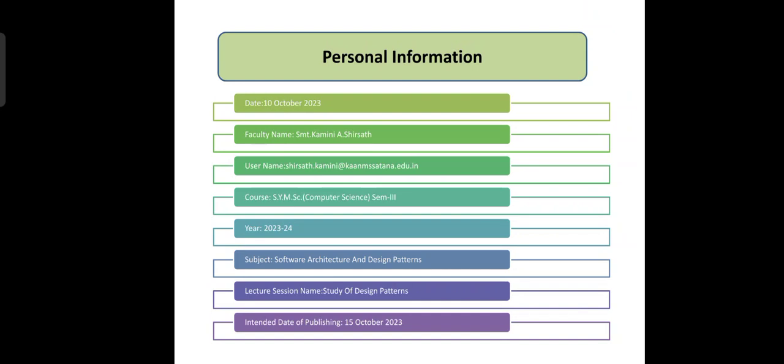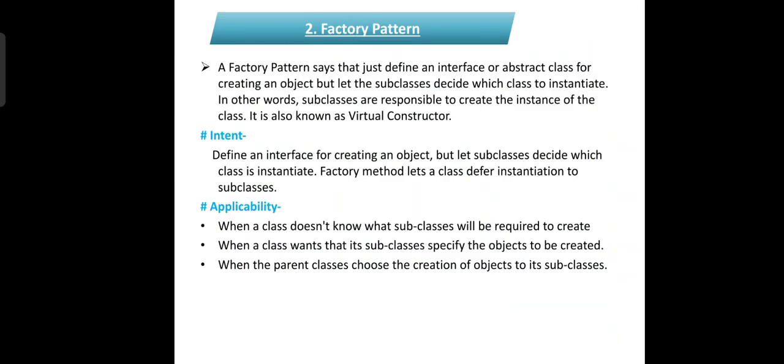In the last lecture we have already learnt about what is creational pattern, and I already discussed one type of creational pattern, that is singleton pattern, before. Now let's see the second creational pattern, that is factory method. So, factory pattern says that just define an interface or abstract class for creating an object, but let the subclasses decide which class to instantiate. Means subclasses are responsible to create the instance of the class, and it is also known as virtual constructor.